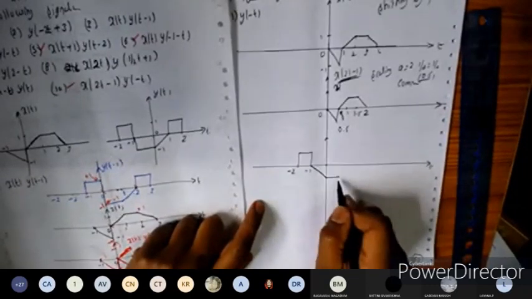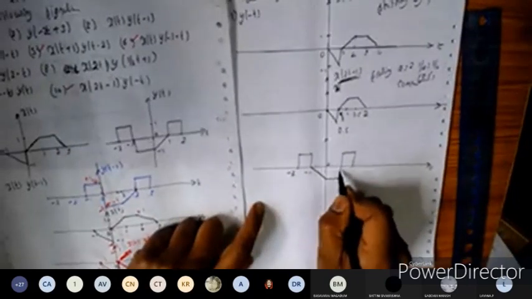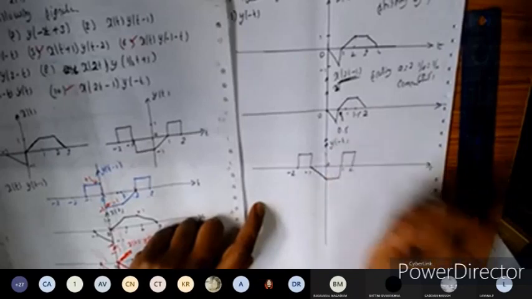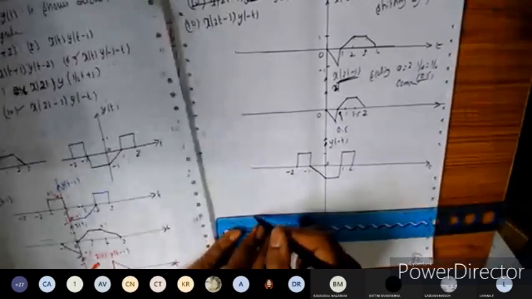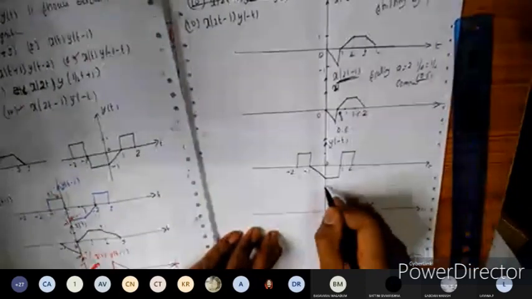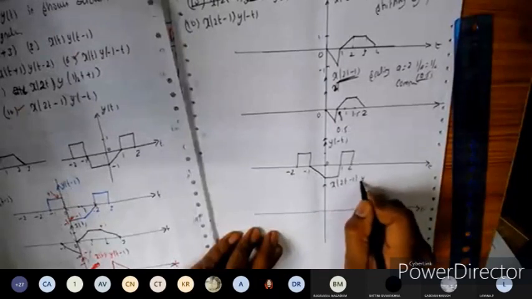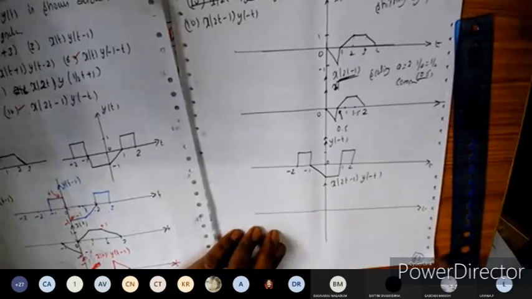So next, from 0 to 1, the waveform will be like this. We'll get here. So 0, 1, 2. It will become like this. So this is the y of minus t. Now let us take the product of these two here. So this is x of 2t minus 1 into y of minus t here.